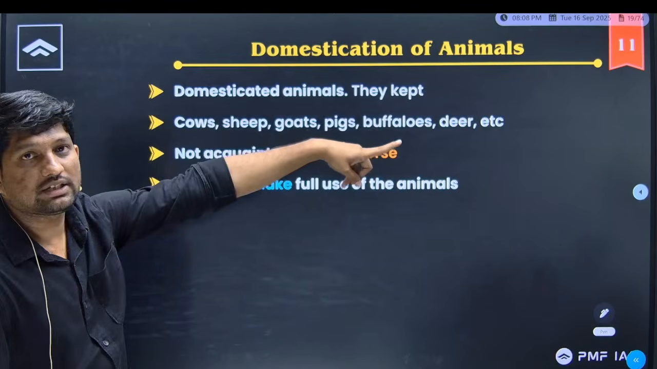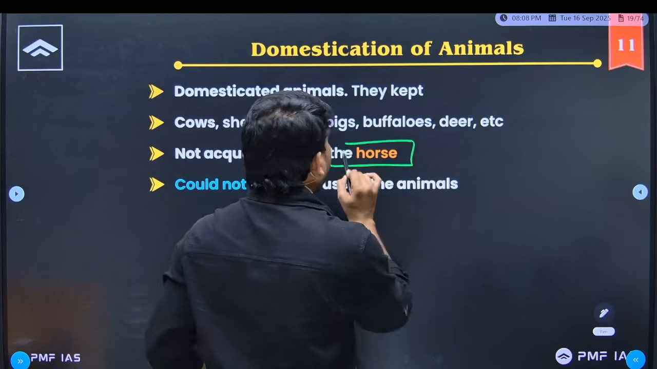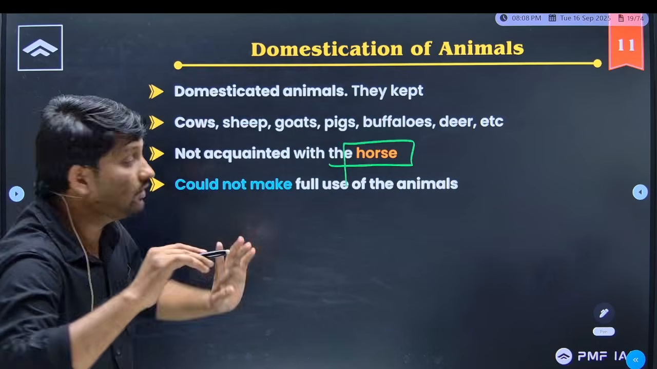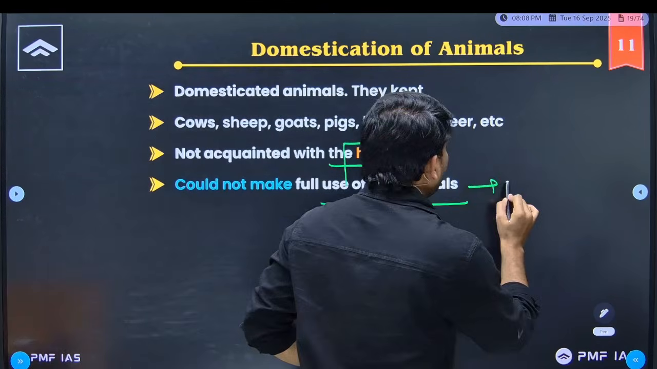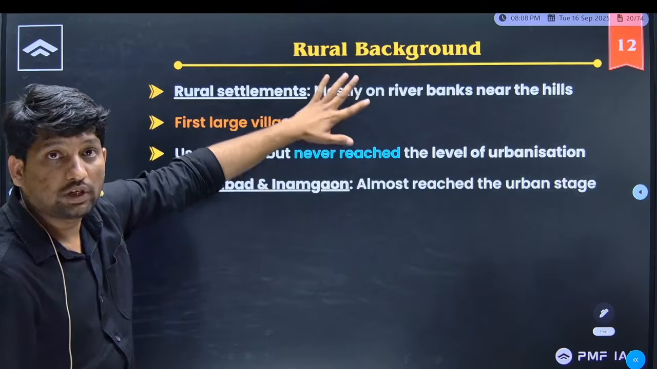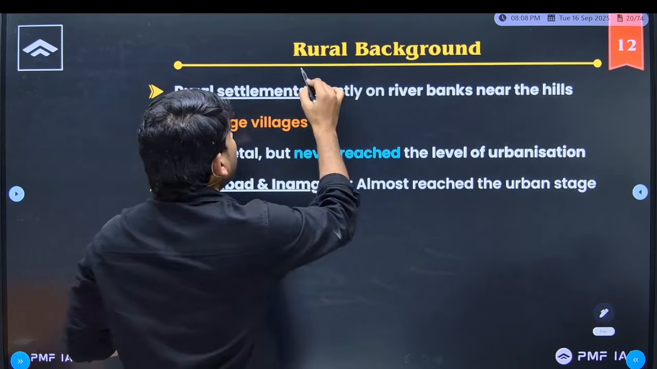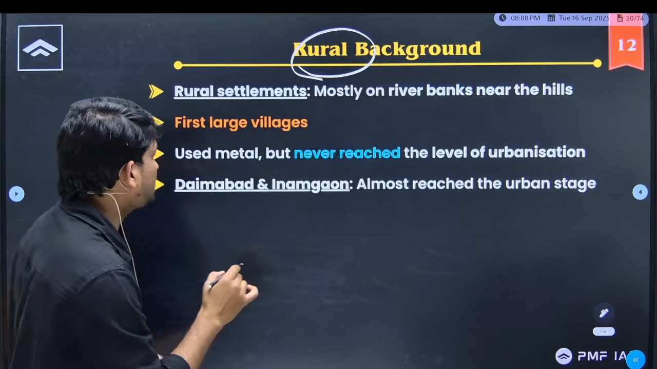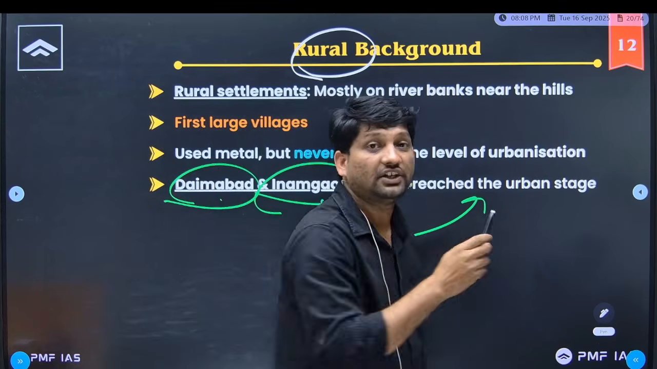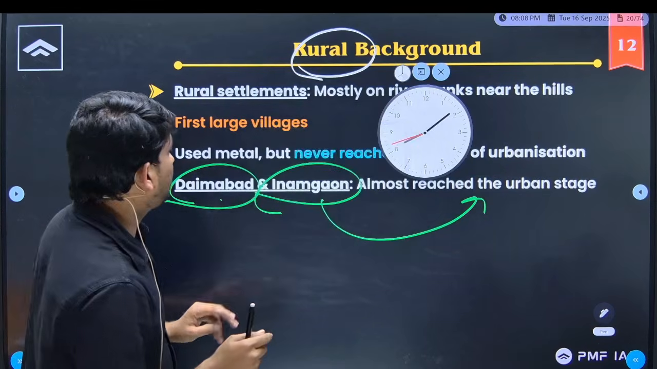Domestication of animals, I have told you, what is more important is they were not acquainted with horses and they did not make full use of animals. They did not use the animal for milk. Next, rural background. What is the most important point in the rural background? They never reached urbanization. But two sites, particularly Inamgaon and Daimabad, almost reached an urban state. They almost urbanized, but not completely.